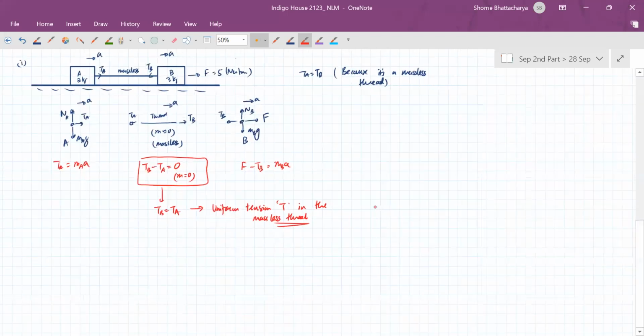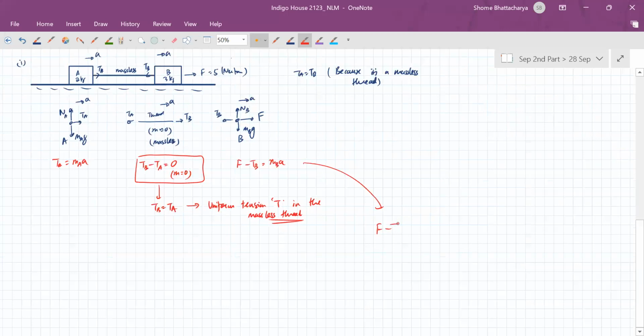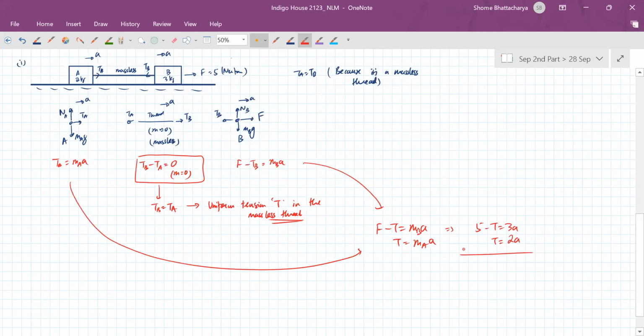Okay, so this equation therefore converts to F minus P is equal to mass of B into A. And this equation converts to T is equal to mass of A into A. So this is 5 minus T is equal to 3A. This is equal to T is equal to 2A. So if you add these two equations, you'll get the acceleration as 1 and you'll get the tension as 2 newtons. Okay, so this is the solution of the first part.